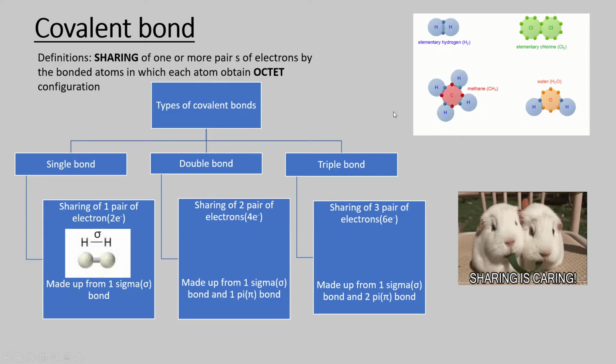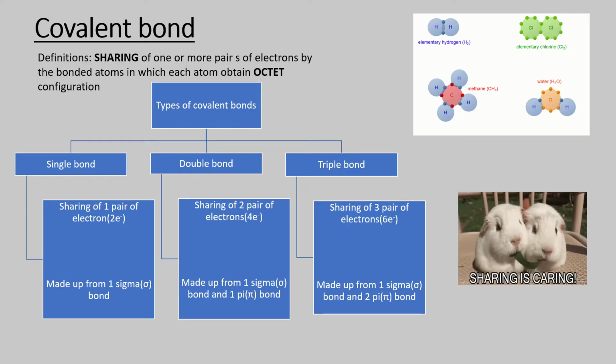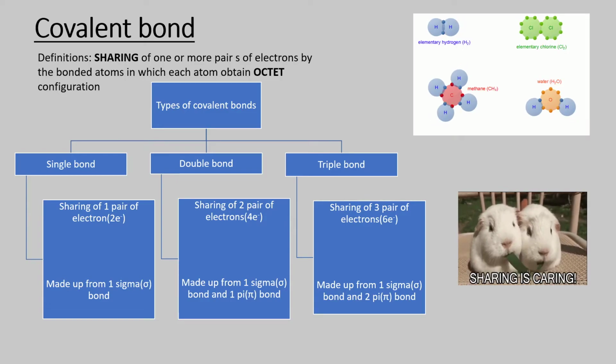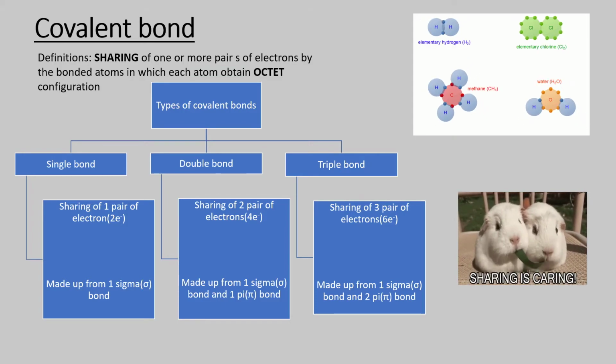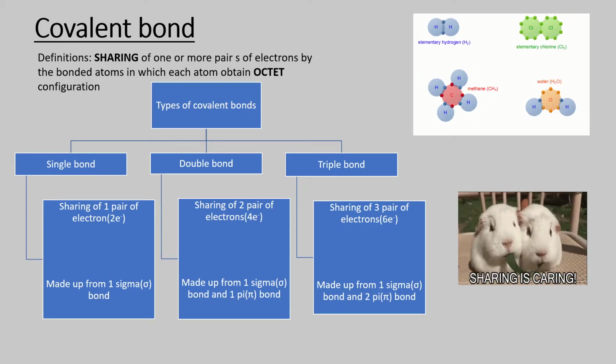So, okay, covalent bonding. Instead of donating and giving like in the ionic bonding earlier, where one was generous and the other greedy, one taking and one donating, now in covalent bonding, they share. Like earlier when I showed H2O, water. They share. So, the definition of covalent bonding is sharing one or more pairs of electrons by the bonded atoms, in which the atoms obtain octet configuration. Okay, for covalent bonding, all the atoms involved must be either octet or duplet.